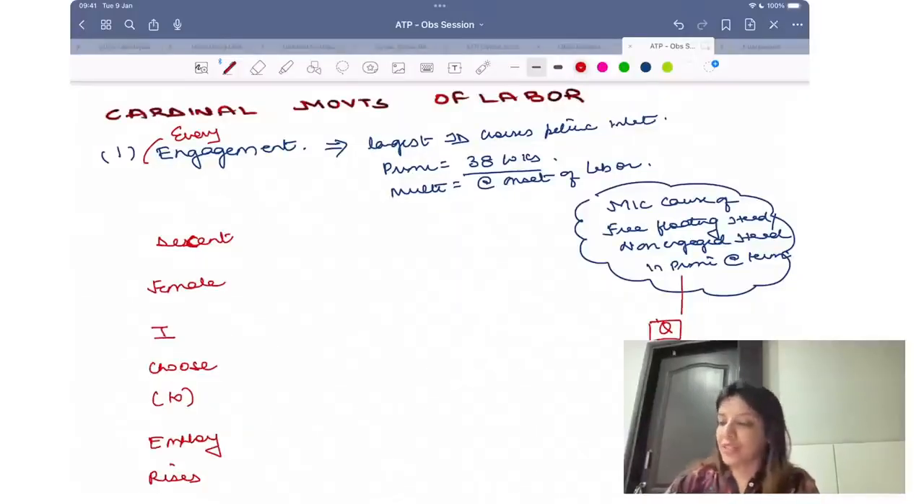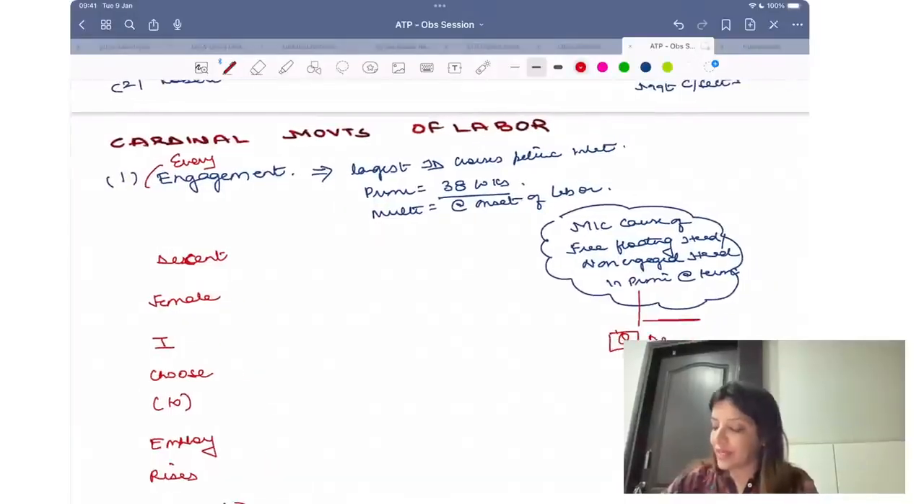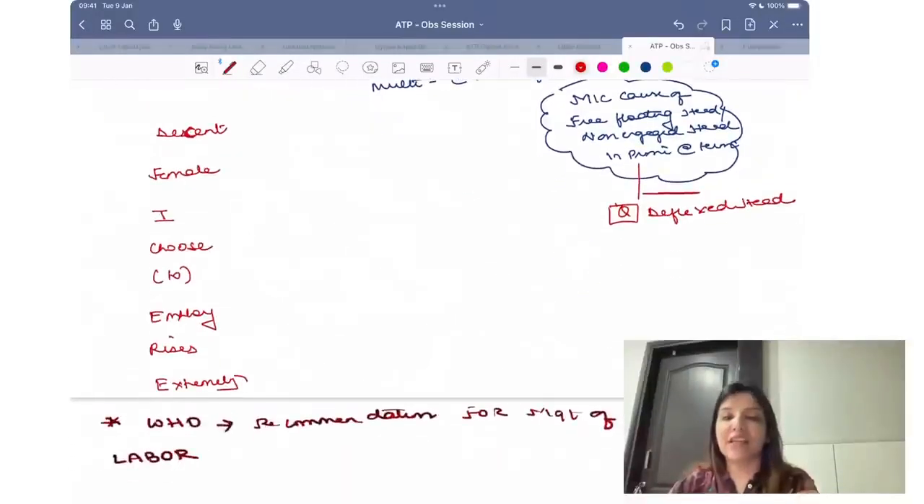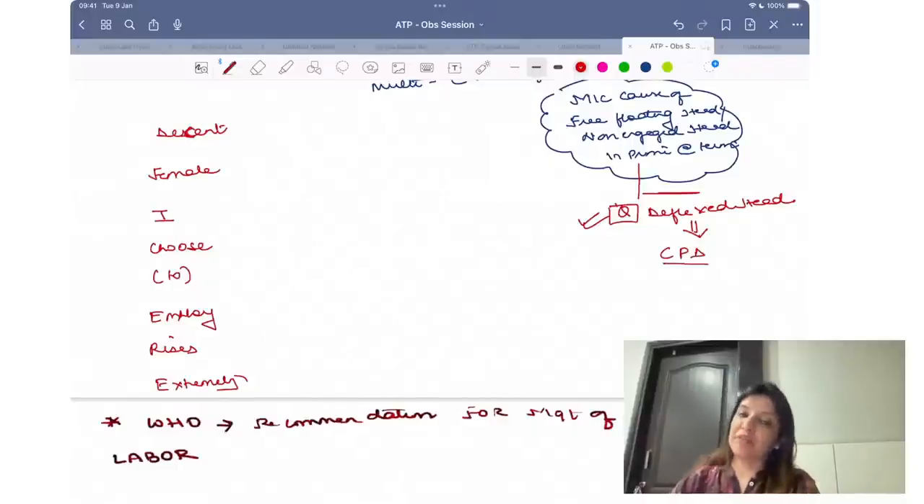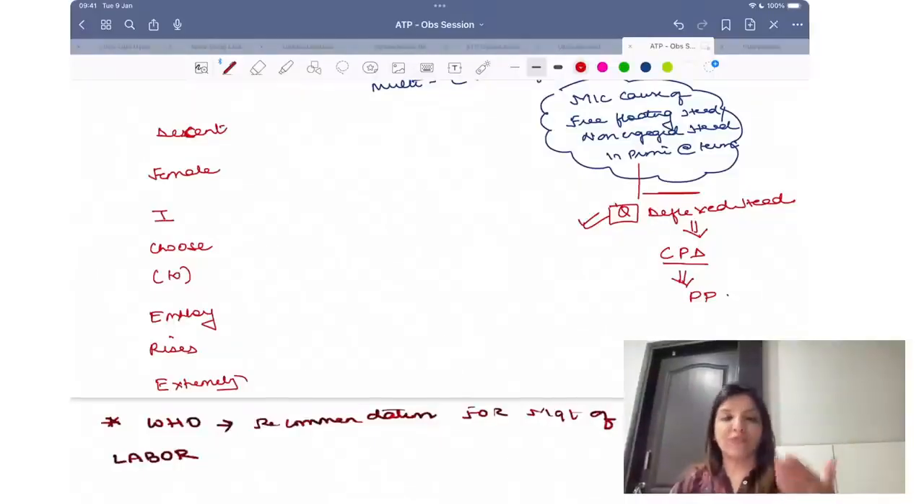Excellent, Medico 365. It is deflexed head. Please do not say CPD. It is not CPD. The answer is deflexed head. If deflexed head is not given in the options, then you are going to mark the answer as CPD. The best answer to this question is deflexed head. You will not mark it as CPD. And if someone said placenta previa, if CPD is not given, then placenta previa. This is the sequence. Most common cause deflexed head, then CPD, and then placenta previa.